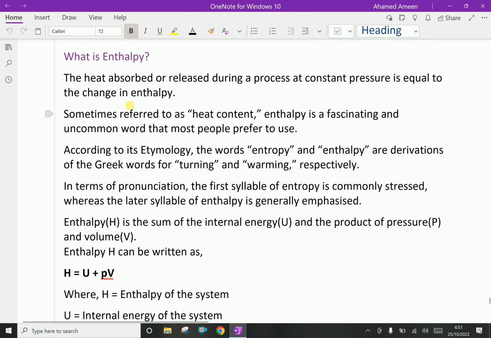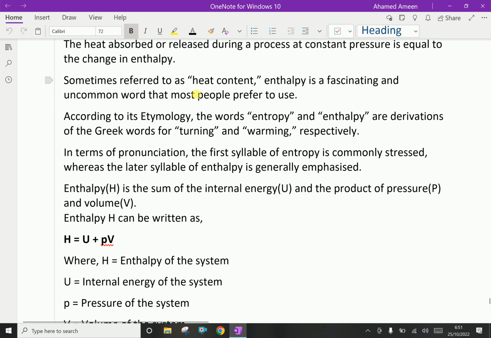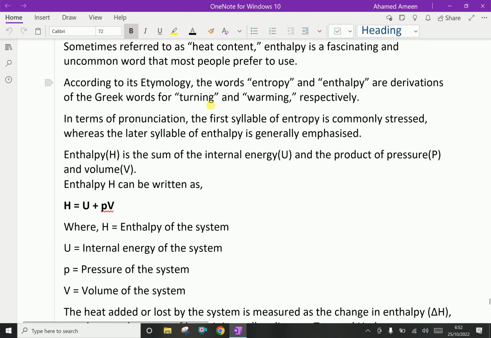What is enthalpy? The heat absorbed or released during a process at constant pressure is equal to the change in enthalpy. That means the change in enthalpy at constant pressure is the heat absorbed or released as work. It is sometimes referred to as heat content. Enthalpy is a fascinating and uncommon word. According to its etymology, the words entropy and enthalpy are derived from the Greek words for turning and warming respectively.